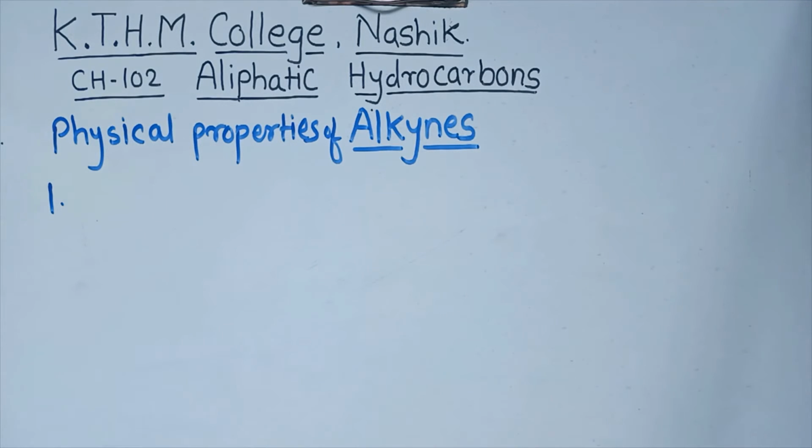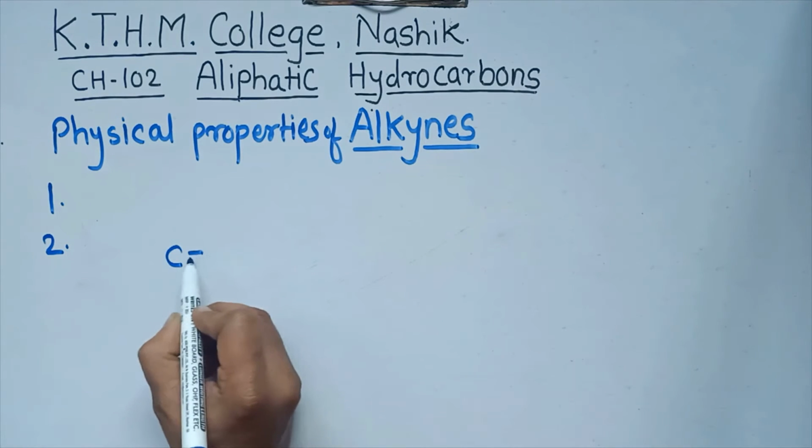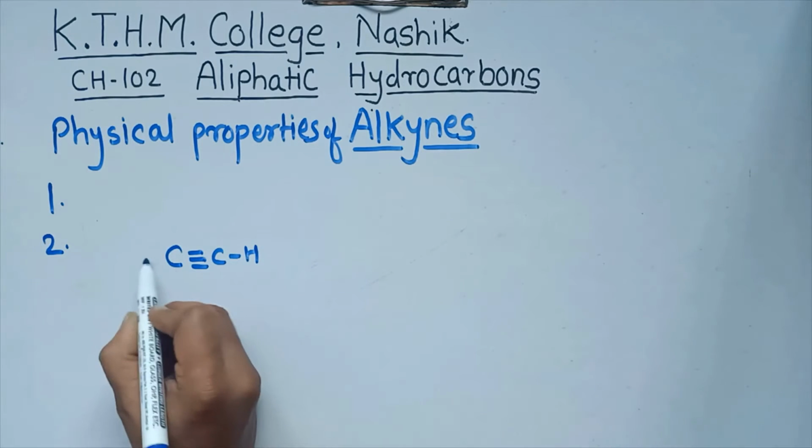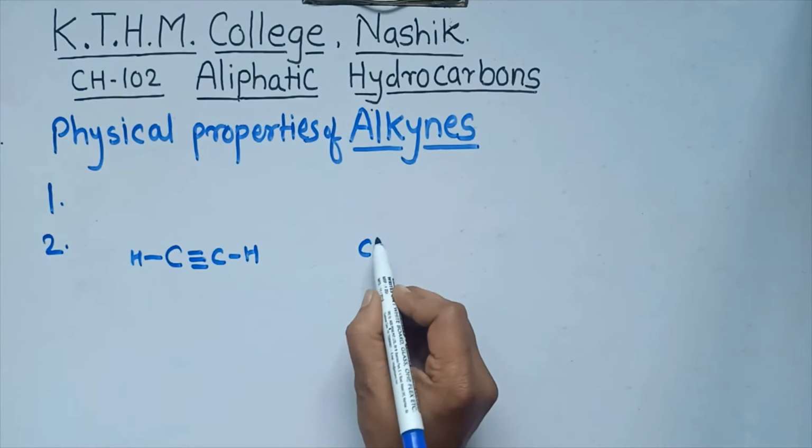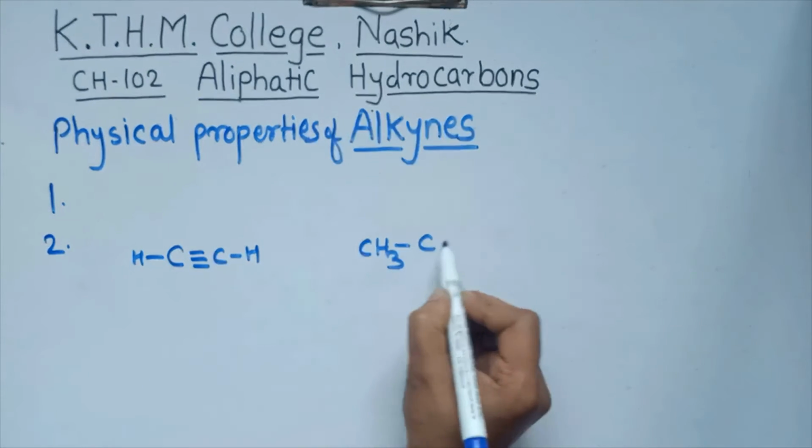Then the second physical property is that the density is less than that of water. It is not more than 1. So the density is less than the water density. This is the second. Then the third physical property is that as the number of carbon atoms increases, their boiling point also increases. Suppose here we consider the example acetylene and we consider the example propyne.